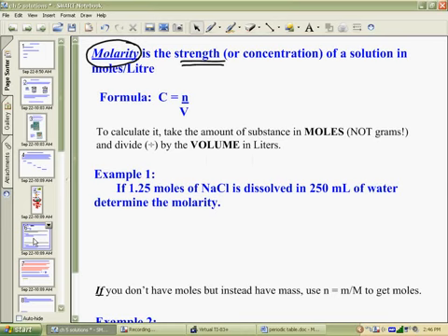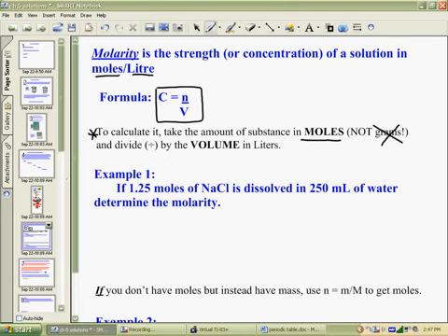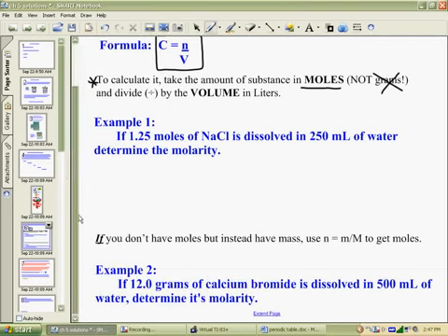So when you want to know how strong a solution is, when chemists see molarity, that signifies that they're measuring that strength in moles per liter strictly. If you look at the units, moles per liter, the formula is n for moles divided by the volume in liters. To calculate it, take the amount of substance in moles, not grams, but moles, and divide it by the volume in liters. Now let's take a look at a couple of examples.